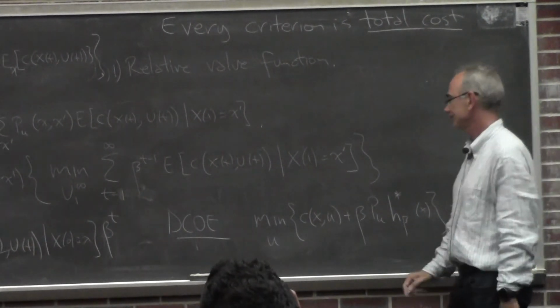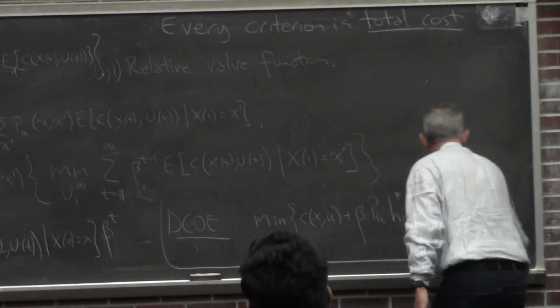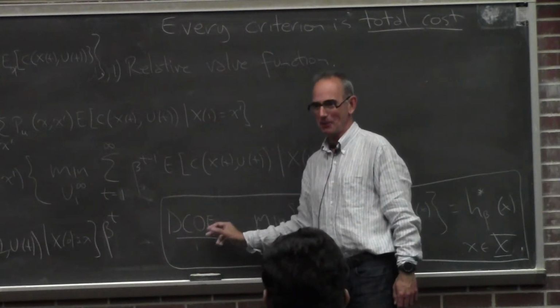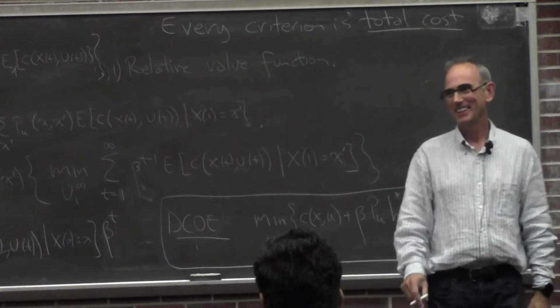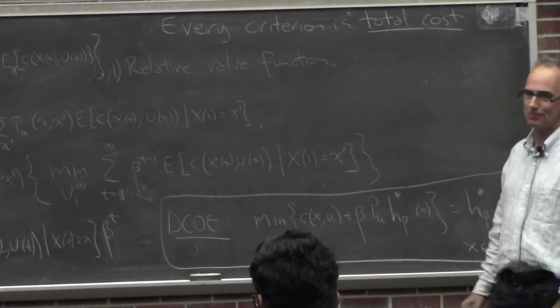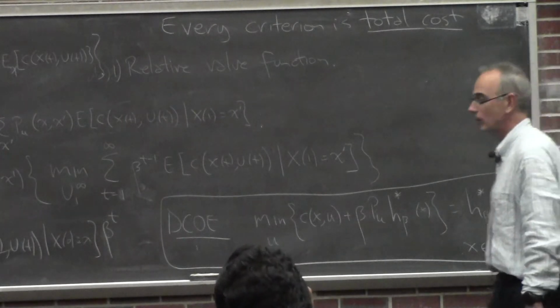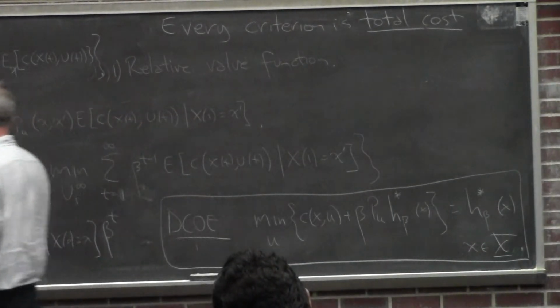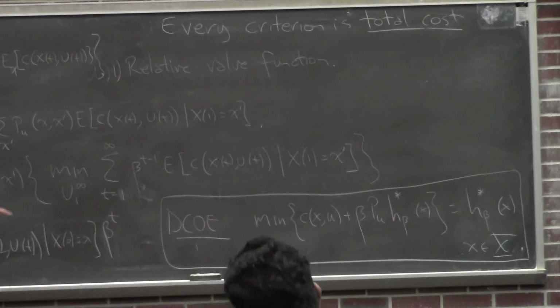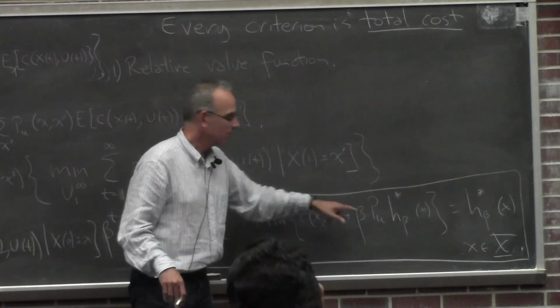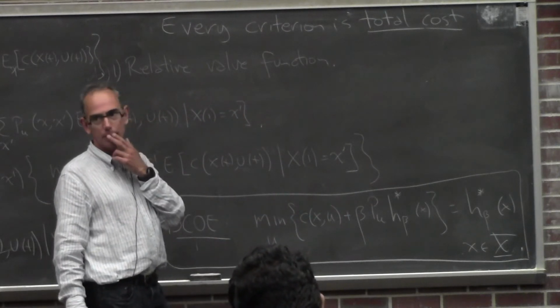All right. What's DCOE? So the discounted cost optimality equation. And so there it is. The optimality equation. So this thing here is obtained by something that looks sort of like our Poisson equation, but it's got a discount factor beta there, and a minimization.